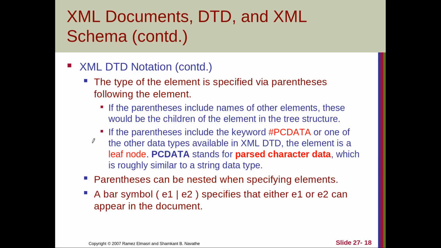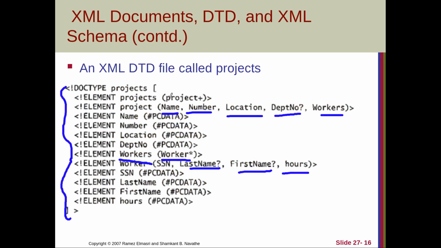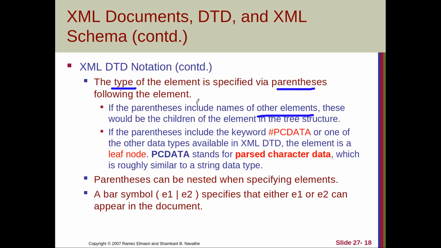Then the type of the element is specified via parentheses. So we have seen the type is represented within the parentheses as a parameter following the element. Now if the parentheses include names of other elements, these would be the children of the element in the tree structure. We can see projects. It again consists of another project plus, that is the child of the element in the tree structure. And if the parentheses include the keyword PCDATA or one of the other data types available in XML DTD, then the element is a leaf node.